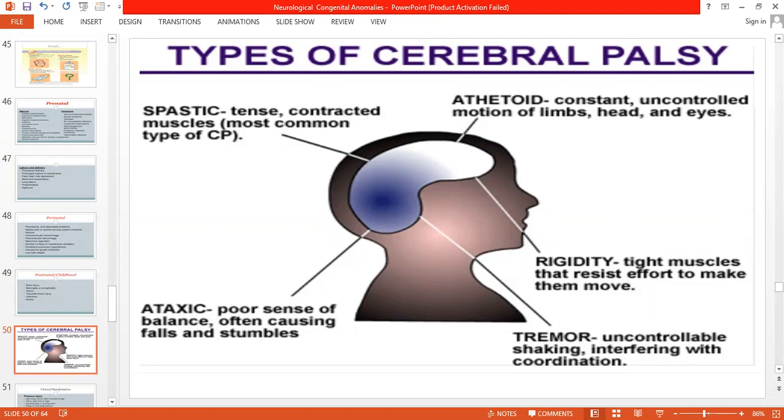Then is the athetoid, which is constant uncontrolled motion of limbs, head, and eyes, also called dancing movements by the child. Ataxic, poor sense of balance, often causes falls and stumbles. Rigidity, tight muscles that resist effort to make them move. Tremors, uncontrolled shaking, interfering with coordination.